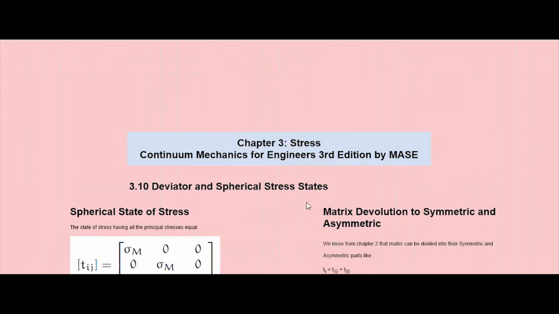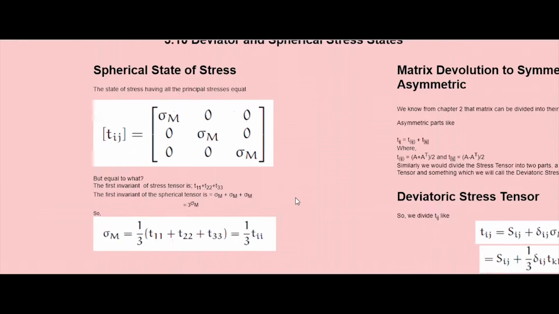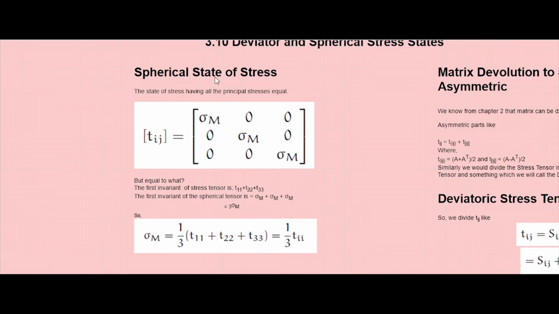Today we are going to be discussing topic 3.10, the spherical and the deviatoric state of stress. Let us start with the spherical one first. The spherical state of stress is defined as that stress tensor which has equal principal stresses. This will be the representation of such a stress tensor.